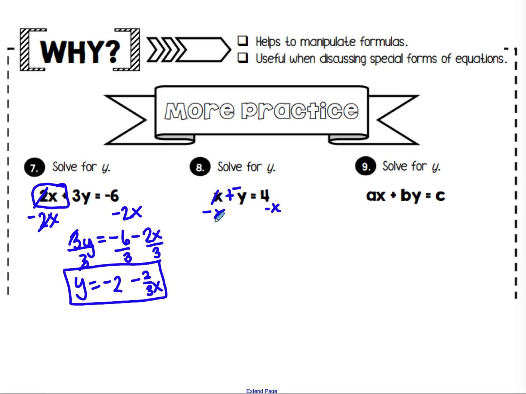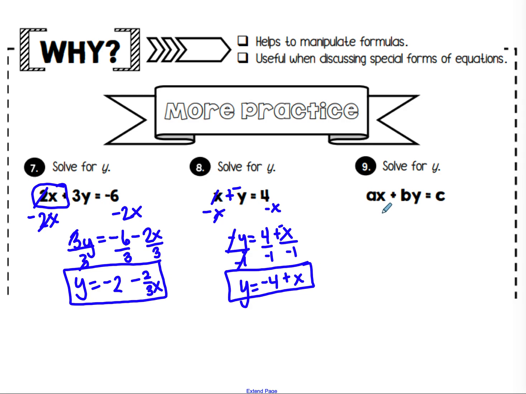X minus x is 0. I'm left with negative y equals 4 minus x. Okay, then I need to get rid of that negative. It's like a -1 being multiplied. So I'm going to divide everything by -1. All right, -y divided by -1 is a positive y. 4 divided by -1 is -4. Negative x, because I could do boom, boom, negative x divided by -1 is a positive x. So I have y equals -4 plus x.